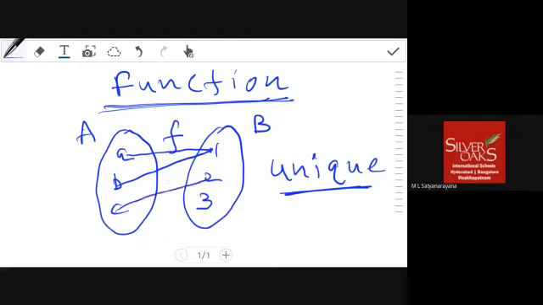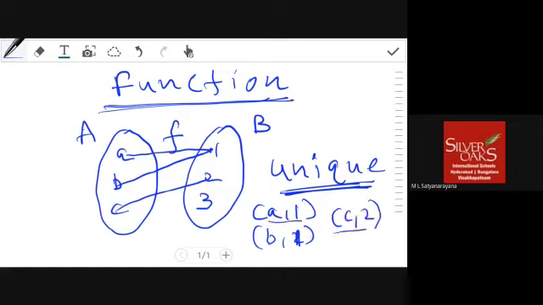If you write in order, remember unique: A comma 1, B comma 1, sorry, and C comma 2. If you look carefully, all these ordered pairs are part of our relation. But look carefully, A is mapped to 1 with a unique element, B is also mapped with 1 with a unique element. Now, if I say A is mapped to 1 and A is mapped to 2, that can't be a function. It can be a relation. So every function is a relation, but every relation is not a function.